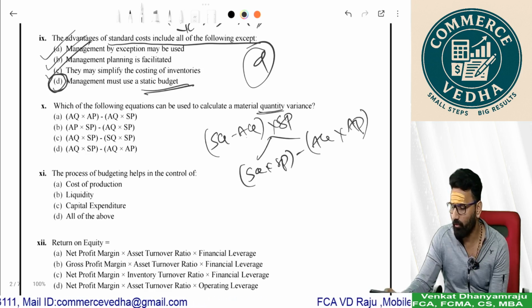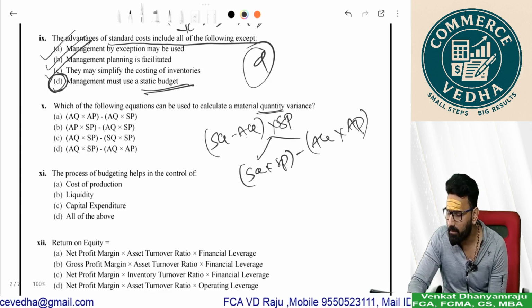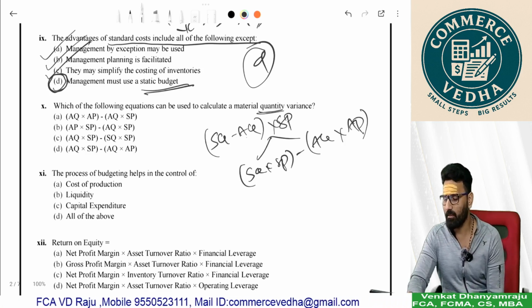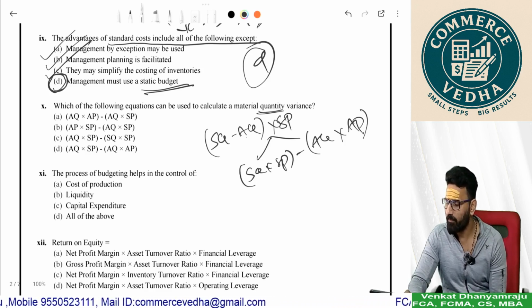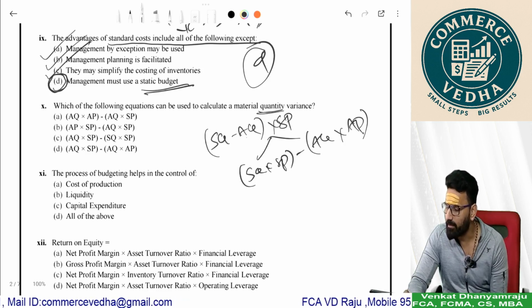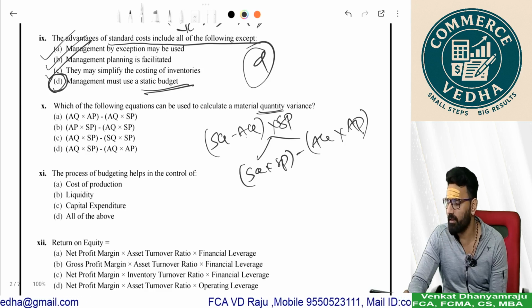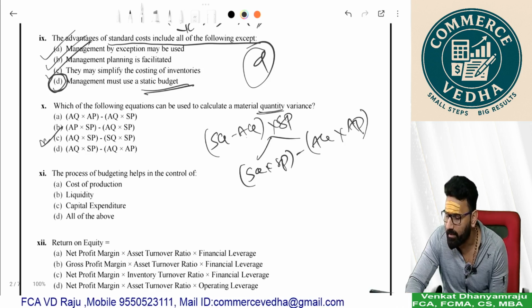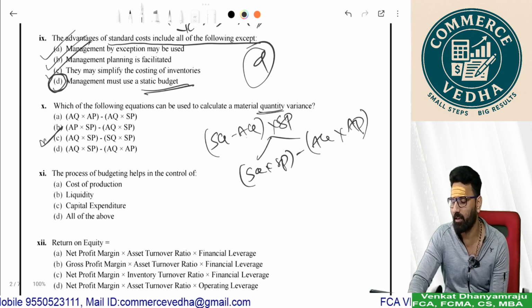Here, quantity. So where is it? Actual quantity, standard quantity and standard price. I think quantity variance generally should be standard minus actual, but here it is actual and standard. Still we can go with C. C gives the variance because standard into standard, actual into actual.